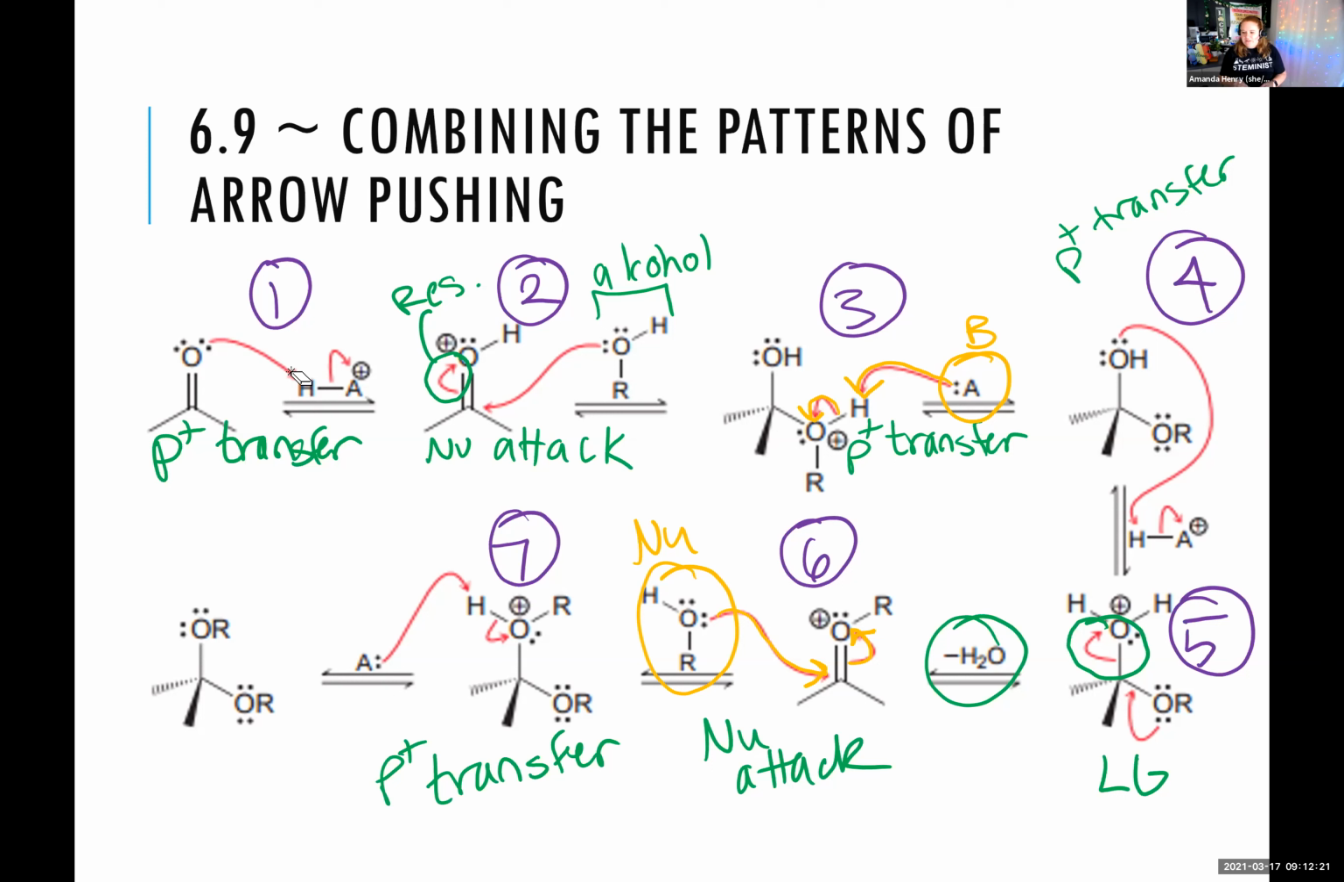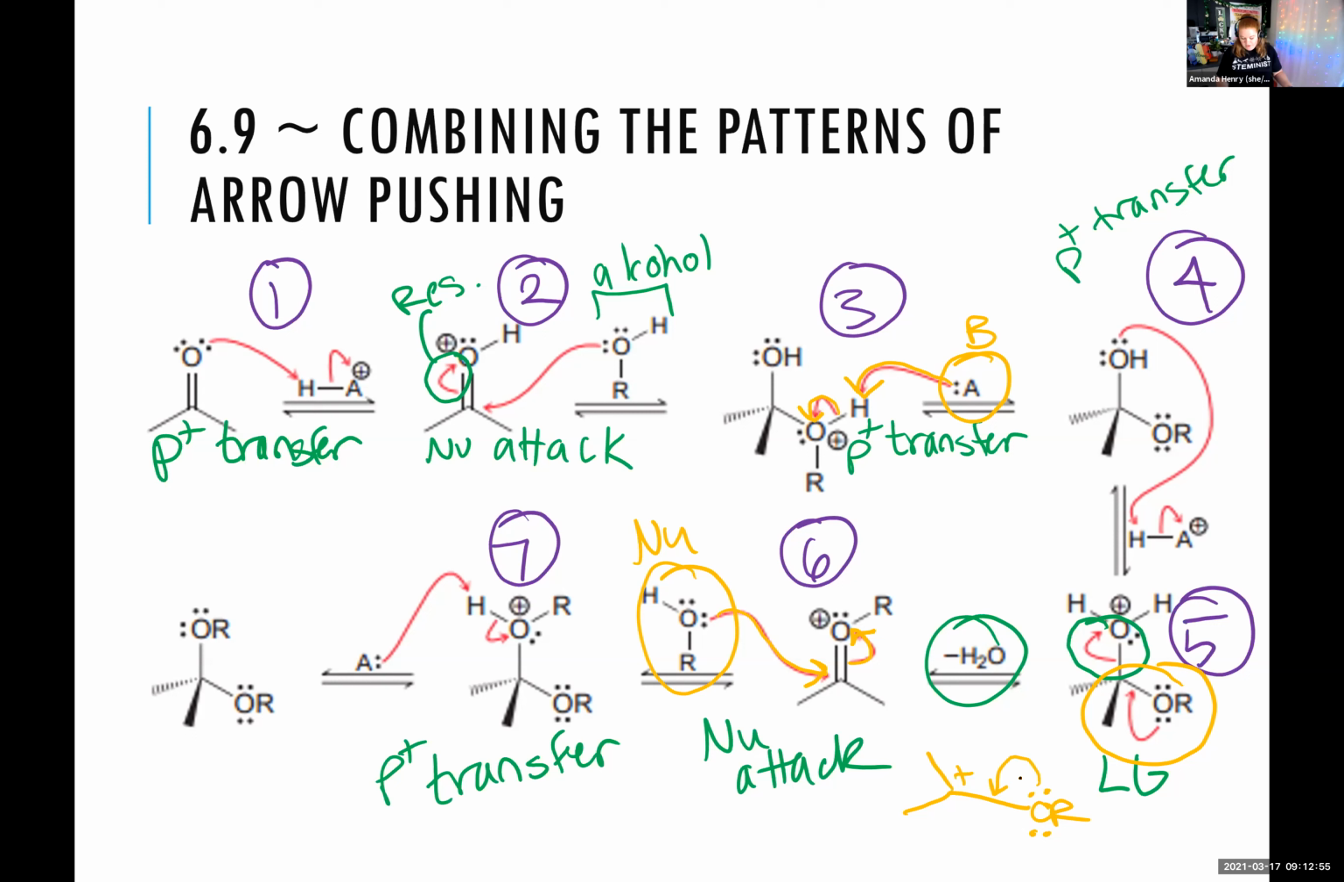Okay, can you explain what the OR is doing in number 5 with its arrow? Oh, so right here, this guy. When that water leaving group leaves, if we didn't have that second arrow, we would have a positively charged carbon in the middle. But our oxygen has lone pairs. It's going to be attracted to that positive charge.